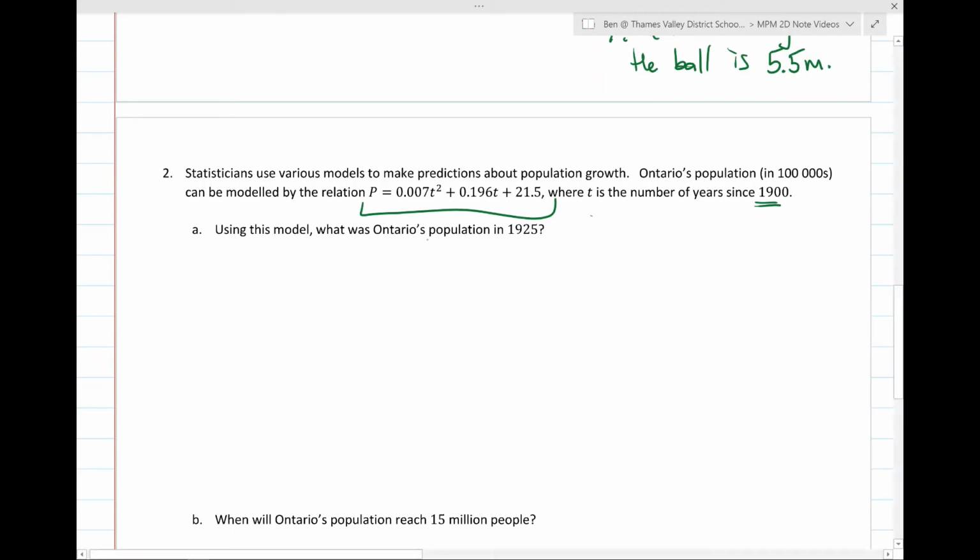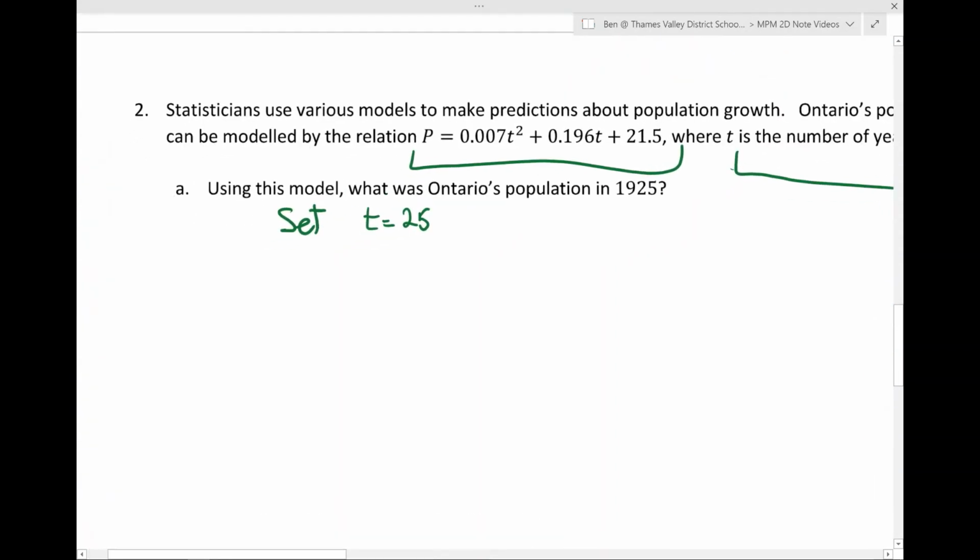Well, in 1925, since T is the number of years since 1900, that means that T equals 25. So we'll set T equals 25, and we'll find P. So P equals 0.007 times 25 squared plus 0.196 times 25 plus 21.5.